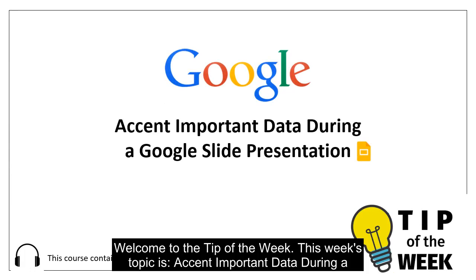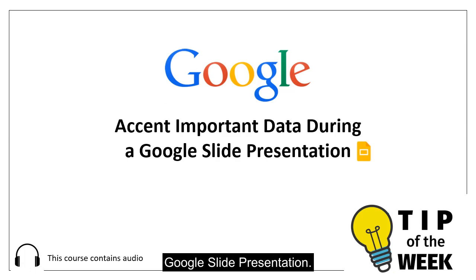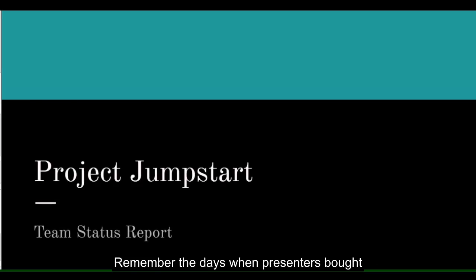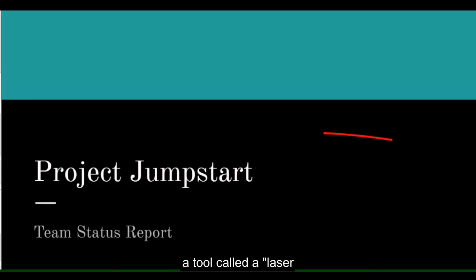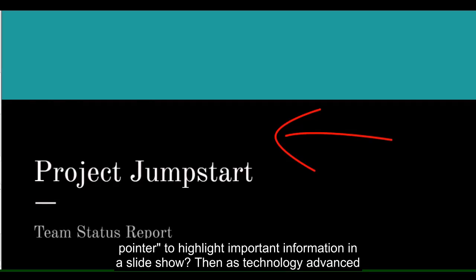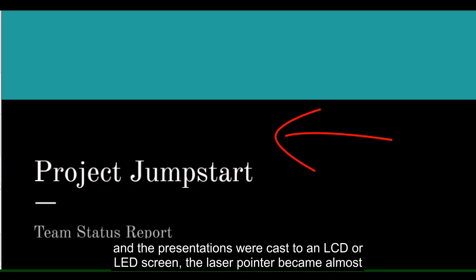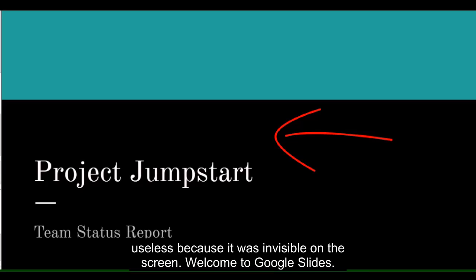This week's topic is accent important data during a Google slide presentation. Remember the days when presenters bought a tool called a laser pointer to highlight important information in the slideshow? Then, as technology advanced and the presentations were cast to an LCD or LED screen, the laser pointer became almost useless because it was invisible on the screen.